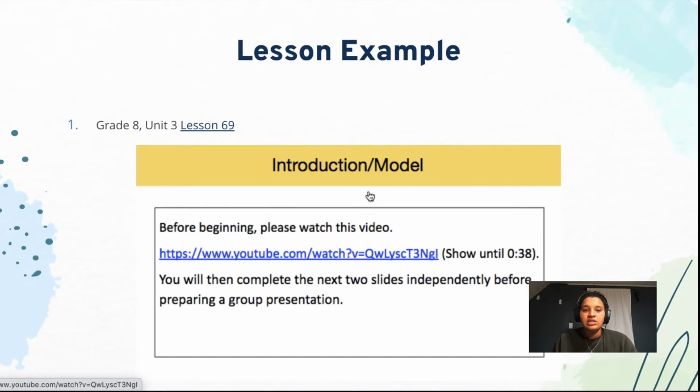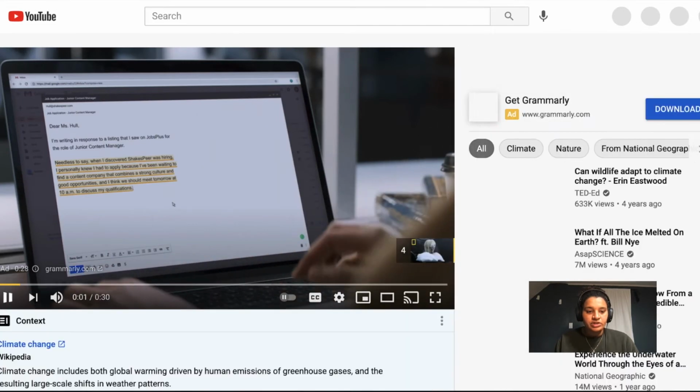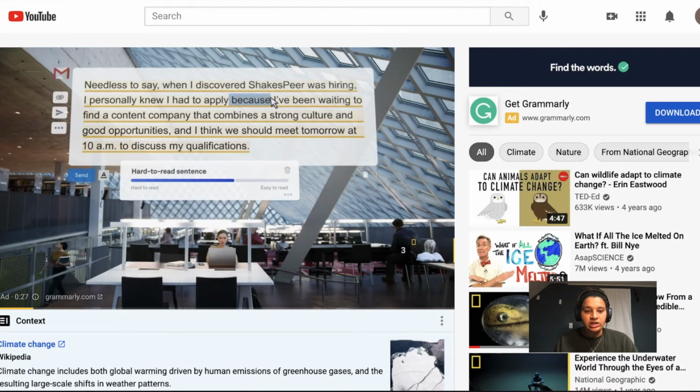Again, these scaffolds and supports can be used in any grade level and in any unit or lesson. I'm just specifically looking at this unit 3 from grade 8. So I just linked the video here. This is the video that was linked in the lesson.